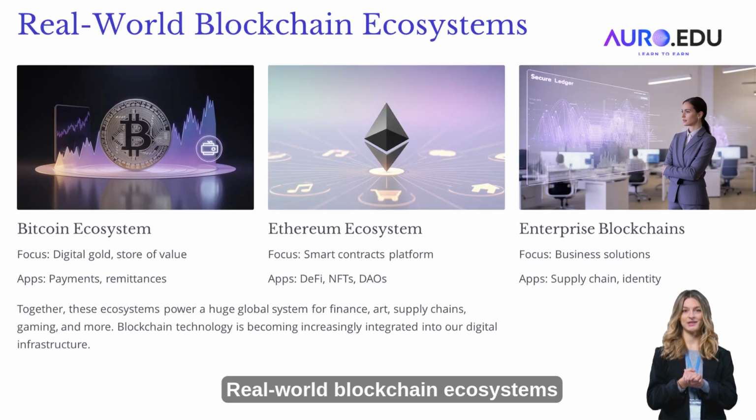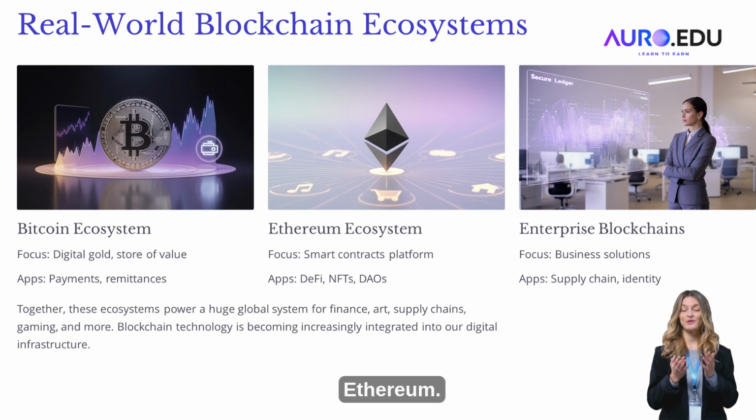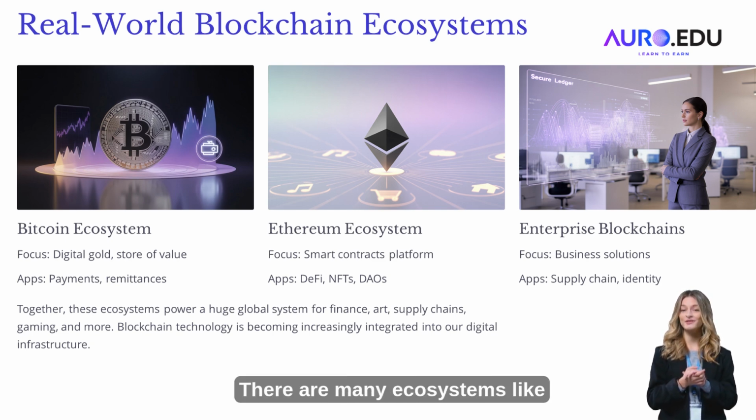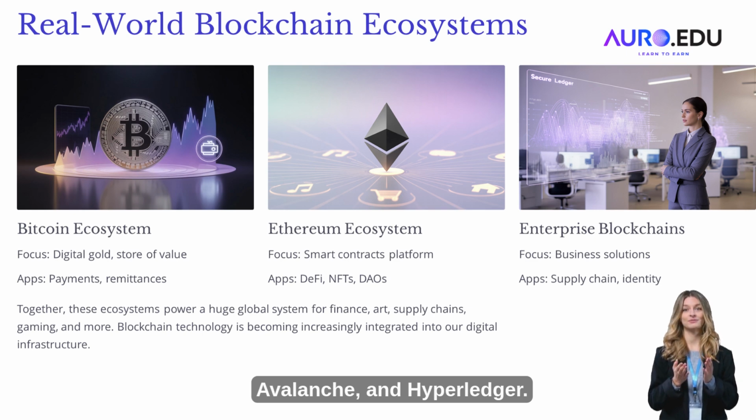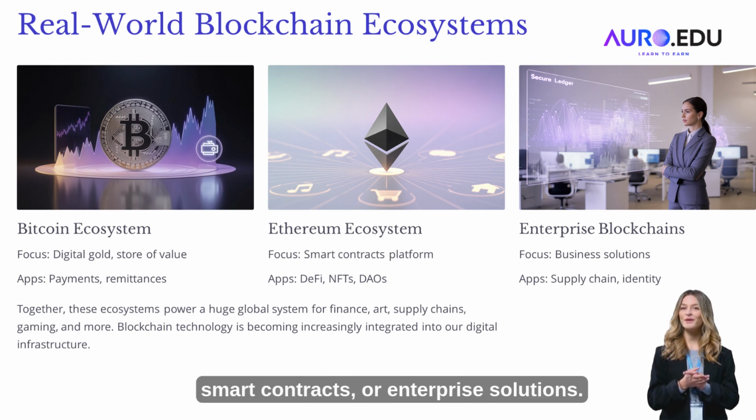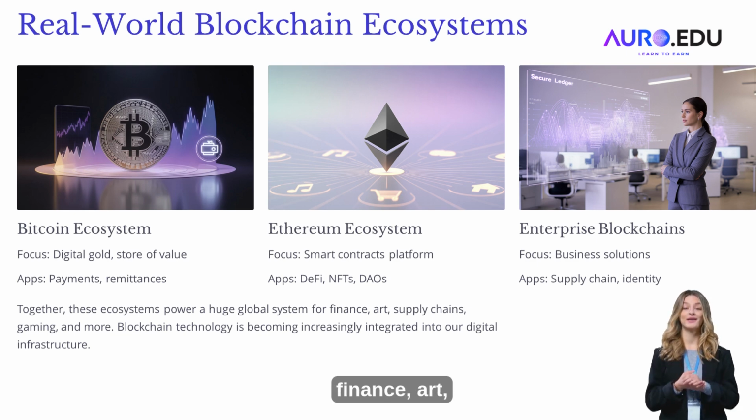Real-world blockchain ecosystems. Blockchains are not just about Bitcoin or Ethereum. There are many ecosystems like Solana, Polygon, Avalanche, and Hyperledger. Each has its own strengths: fast payments, smart contracts, or enterprise solutions. Together, they make a huge global system powering finance, art, supply chains, and even gaming. Blockchain is everywhere today.